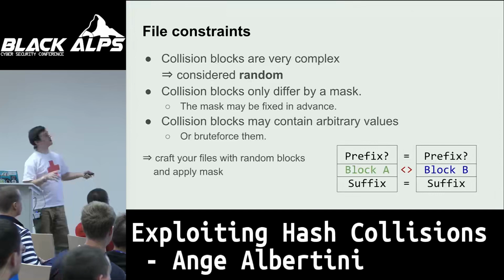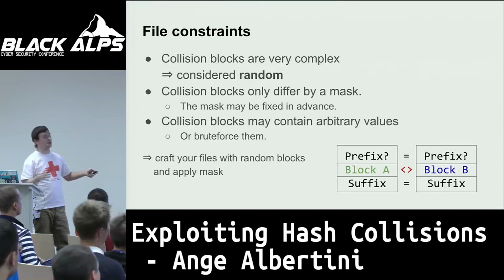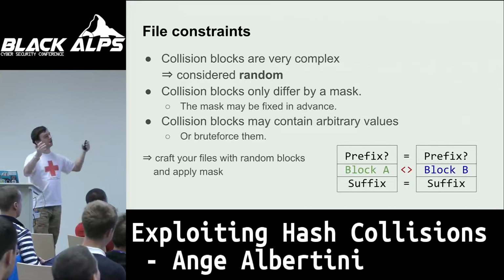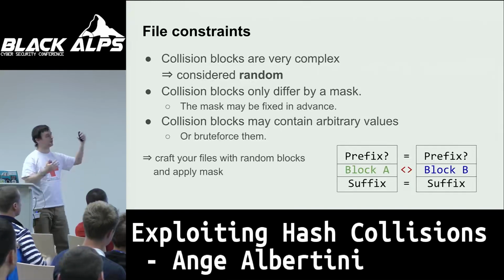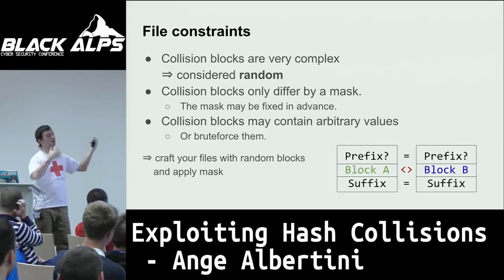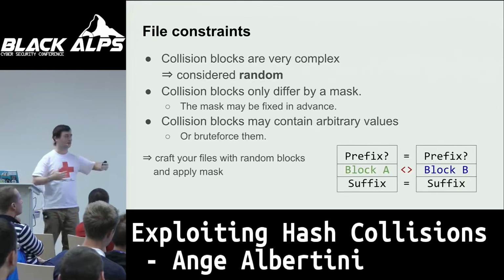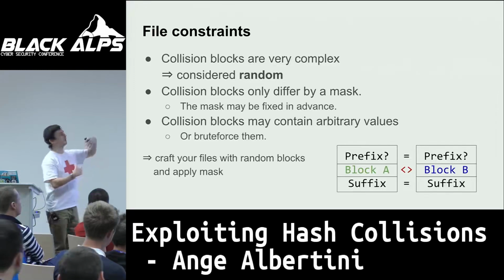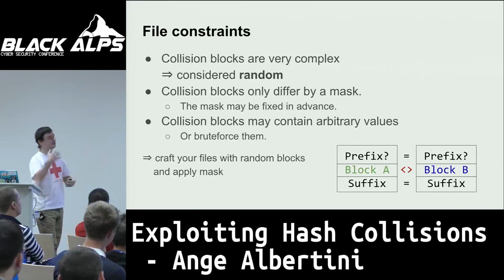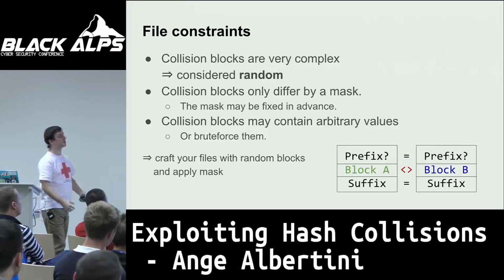So in practice, because the collision blocks are very complex, we'll just consider them random. But from one side to the other, what we know is the difference between the two blocks. So you consider them totally random, and they only differ by a mask. In the case of SHA-1, it's an XOR mask. In the case of MD5, there's XOR and also addition modulo 2 to the power of 32. But the mask is more or less known in advance. So that's what you have to rely on, even though it's made of randomness.